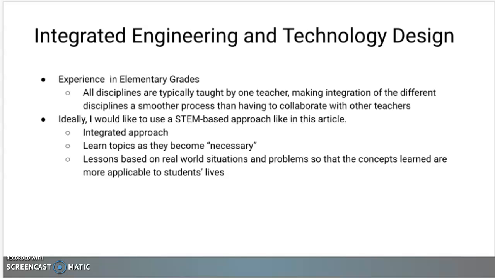Ideally, I would like to use a STEM-based approach like the one described in this article because it is an integrated approach. I really like that students are learning the topics as they become necessary, and I really appreciate that the lessons are based on real-world solutions and problems so that the concepts learned within the lesson are more applicable to the students' lives and also helps reinforce the concepts that they are learning.